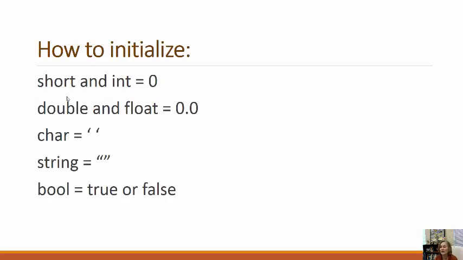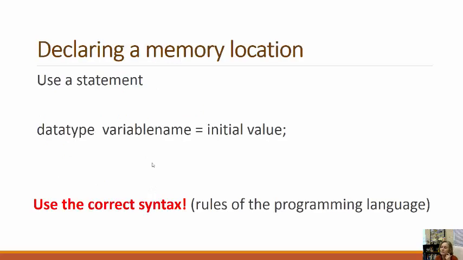Here's generally how we initialize. Short and integer equals 0. Double and float get 0.0. Character gets a quote, space, quote. String is 2 quotes, no space. It's called an empty string. And Boolean could be true or false. And you choose one of these. It's not both.